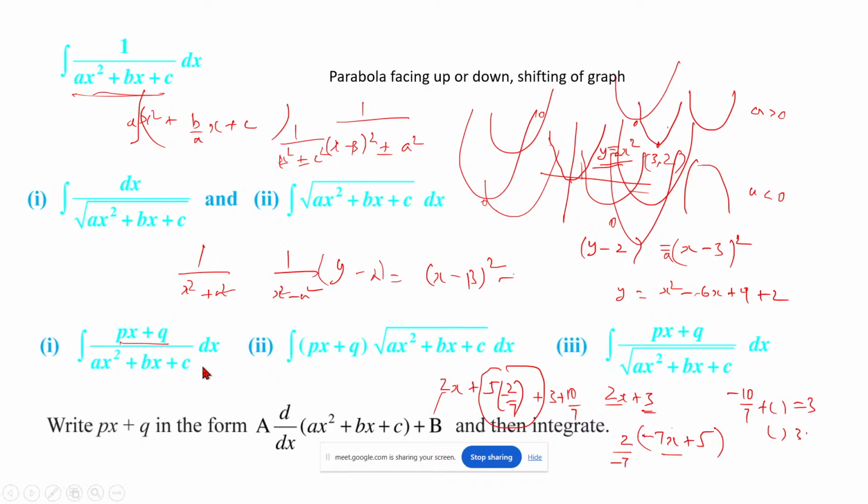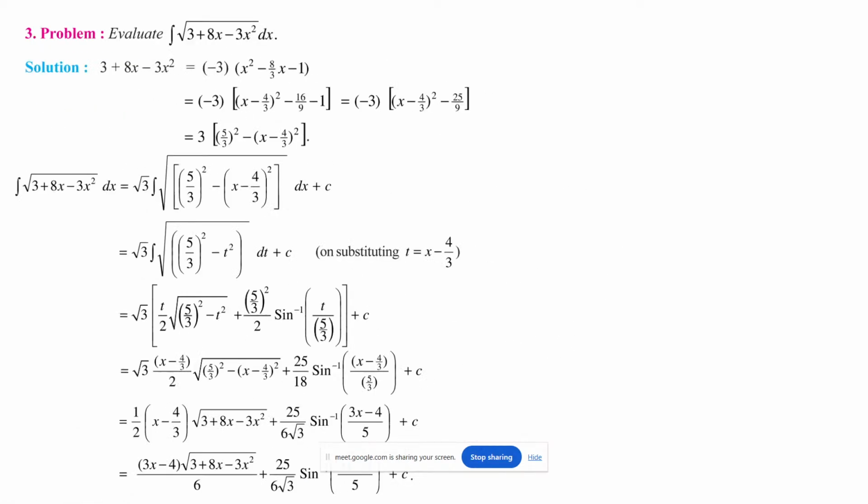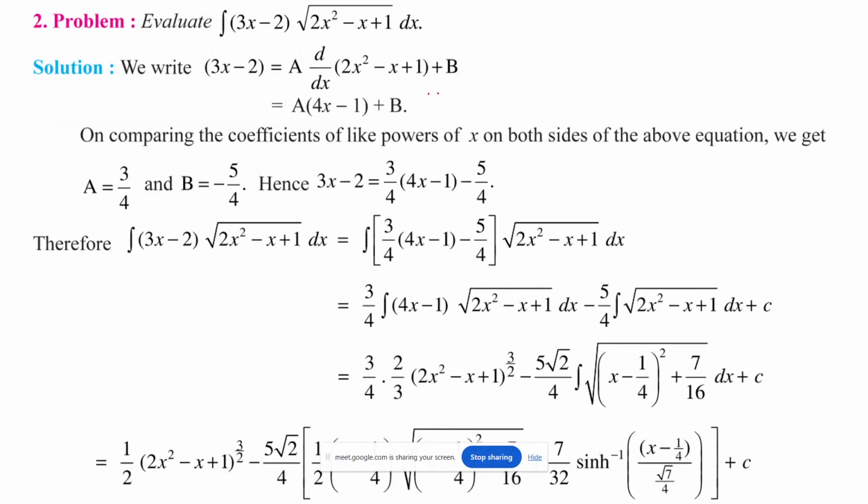What you have done, this you express as the differential of this plus some constant. Here also it's the same thing. I'll show you with an example again. You express this. So basically you differentiate 4x minus 1. This 4 and this 3 will match, so you multiplied with 3 by 4 and the remaining part you adjusted in b. Now you just split this and expand this one. Now you call this t, then this into dx will become dt. So t power half will become t power 3 by 2.